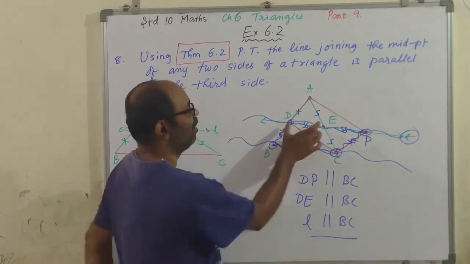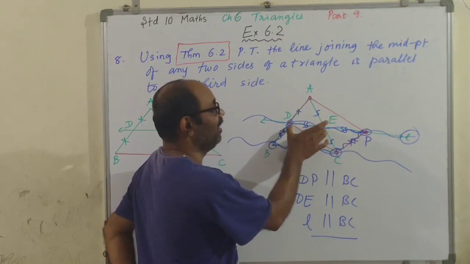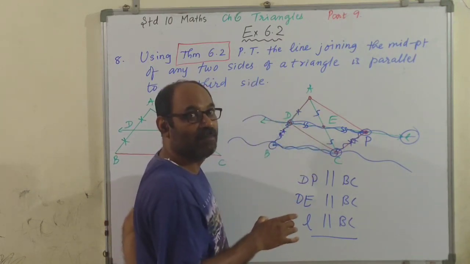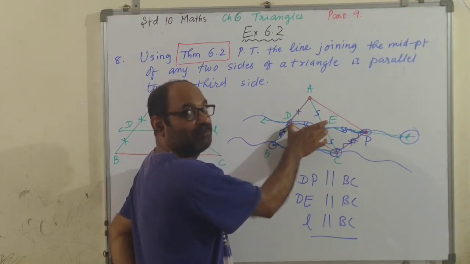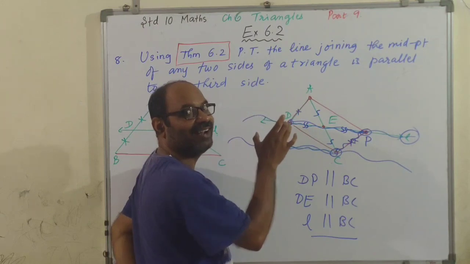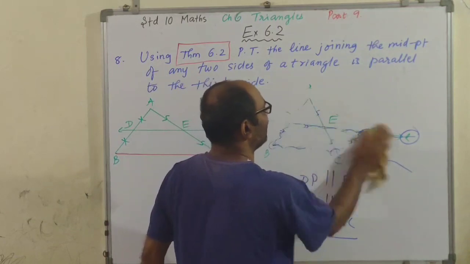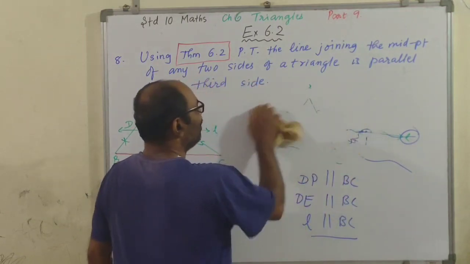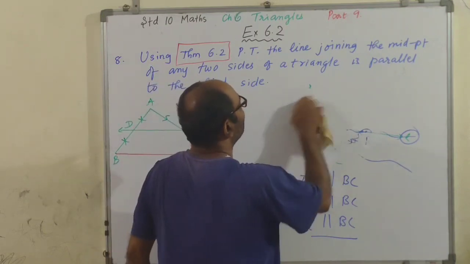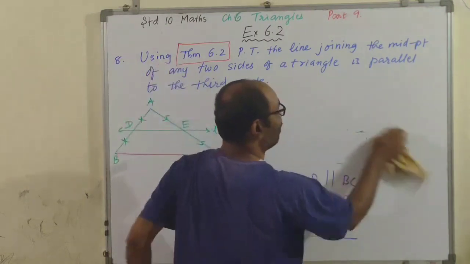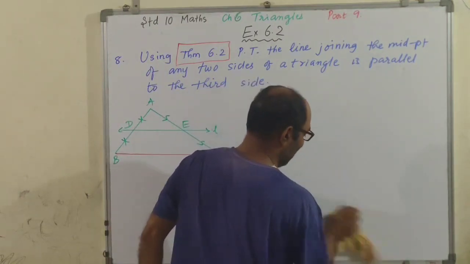Alright. If you remember, DE is parallel to BC and the other result is also there. DE is half of BC. It is not only parallel, but the length of the line segment joining the midpoints of two sides is half the third side. Okay, fine. So that was how we proved it in 9th standard. Alright, now this proof is quite lengthy and difficult as well. But the 10th standard proof using theorem 6.2 is quite easy. How? Let's see.